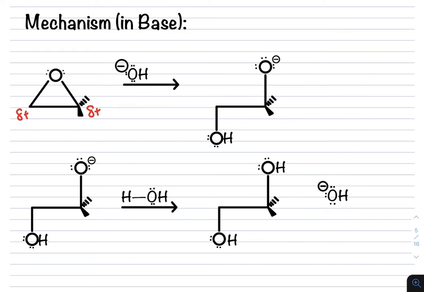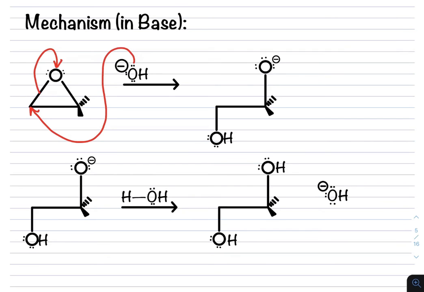But the question becomes, which carbon will it end up attacking, and why? It turns out that in basic conditions, the hydroxide will attack the least substituted carbon, because this is the carbon with less steric hindrance.